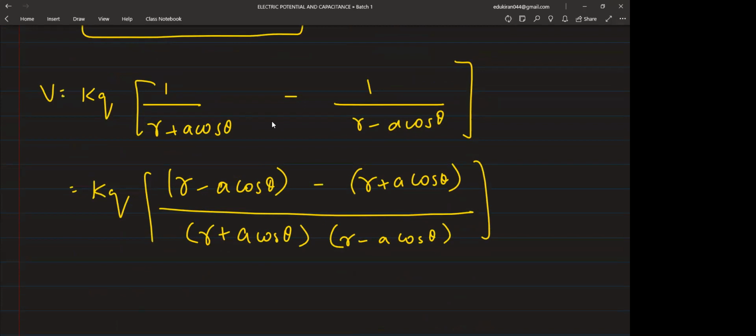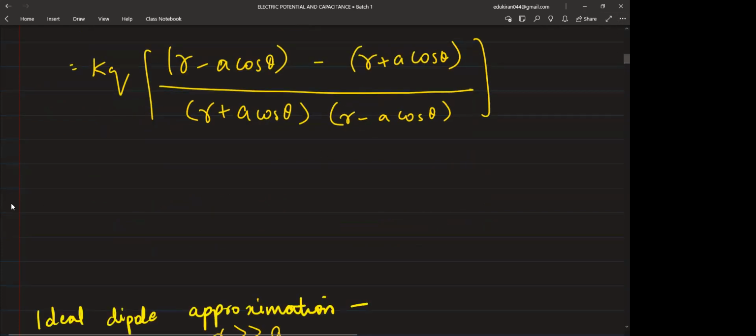Now, till here was your physics which you had to apply. Now, all you are left with is just simple mathematics which you've already studied in your class 10th, right? So what is this? You have to take the LCM first. Yes, class. So one is R minus A cos theta and one is R plus A cos theta. When you multiply them, R minus A cos theta minus R plus A cos theta, divided by R plus A cos theta into R minus A cos theta. Let us open up the brackets.